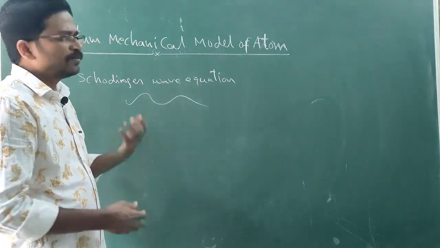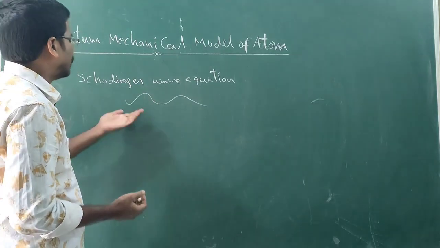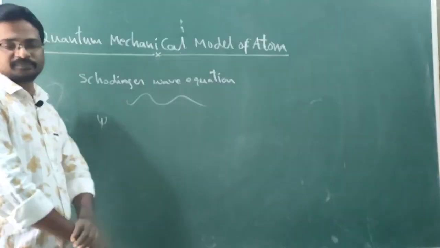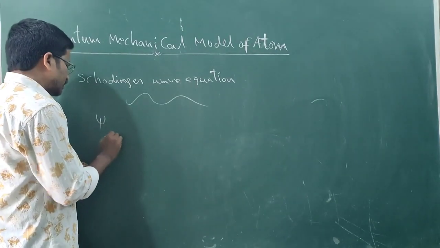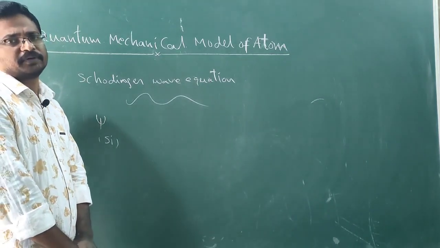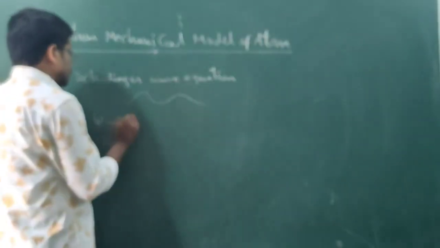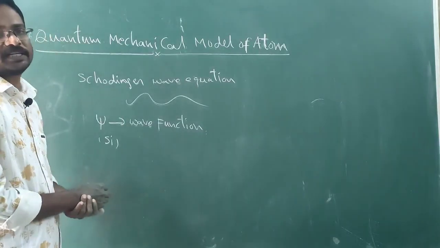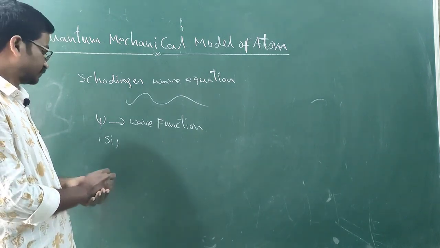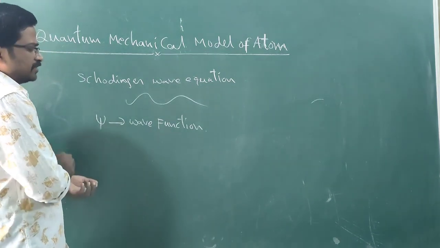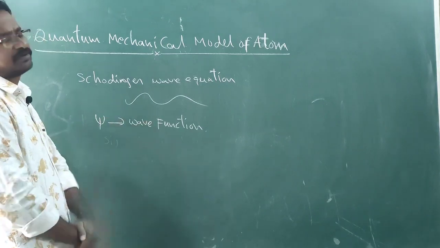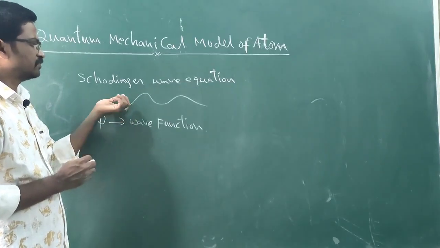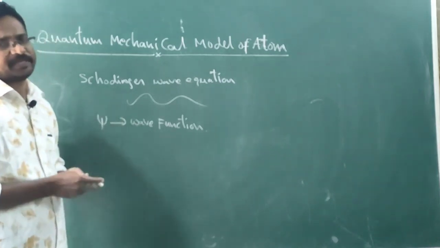For a particular type of wave, we have to study it in the form of a mathematical term, psi. Psi is a mathematical term, known as the wave function. Electron has wave nature, and that is the reason why we study that wave as a mathematical wave function.